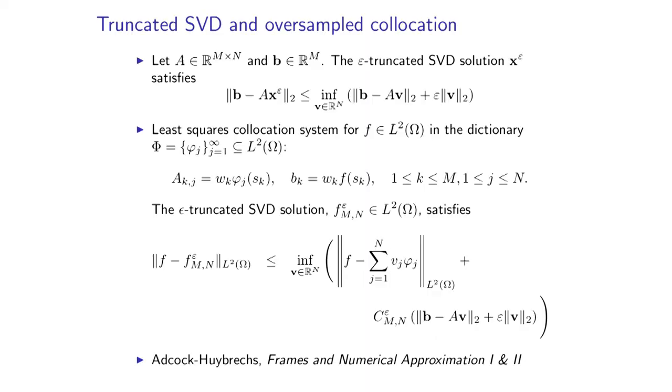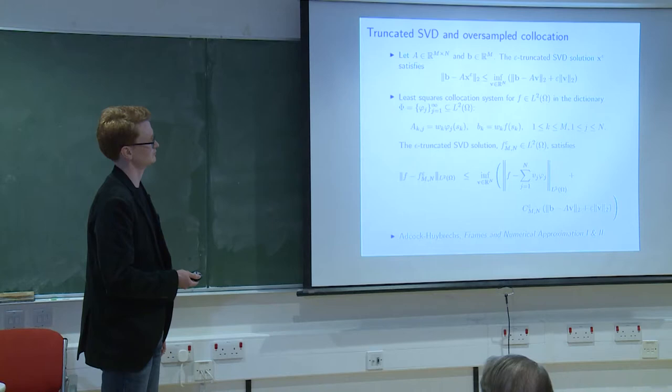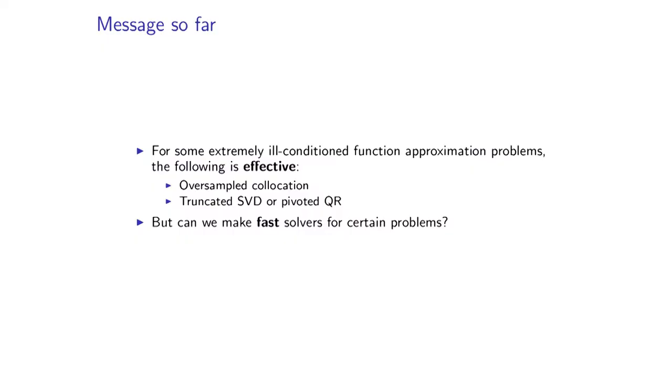So if we go a bit further and look at least squares collocation systems for a dictionary of functions with certain sampling collocation matrices, then there is this very complicated result, which essentially says that there is a constant here which we would like to be small, and that we want the norm of the coefficients to be small. And there's some theoretical justification to suggest that as long as this dictionary is what's called a frame, which I'm not going to explain, and you oversample sufficiently, so m is sufficiently large relative to n, then this will remain bounded as n gets large, and also for sufficiently large n, these coefficients will be small. But I don't want to dwell on this. This is just the approximation theory justification that this error can be made small. But the message so far is that using oversampled collocation with a truncated SVD or a pivoted QR is effective for some extremely ill-conditioned problems.